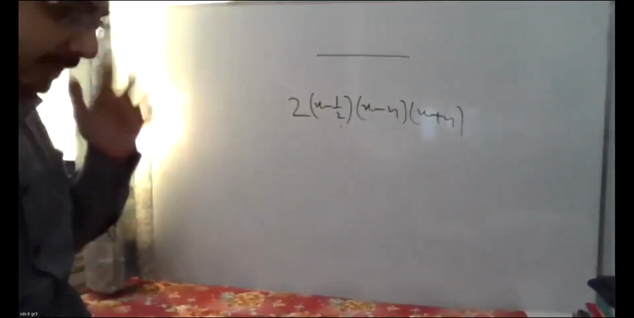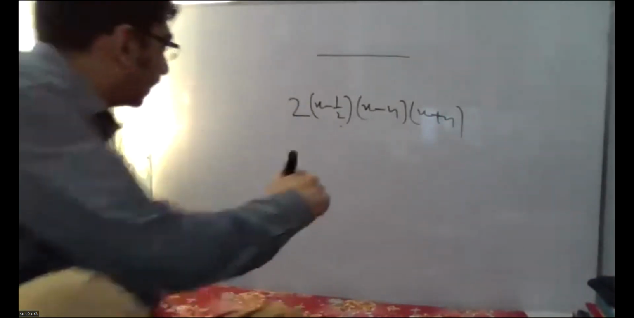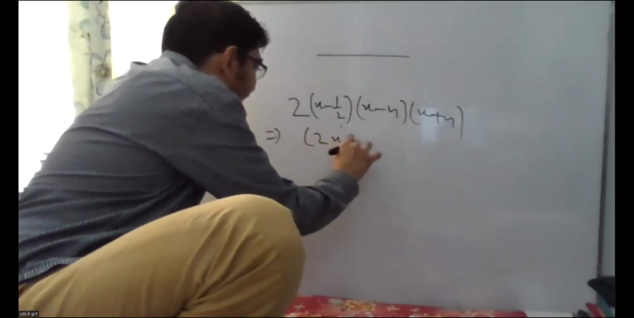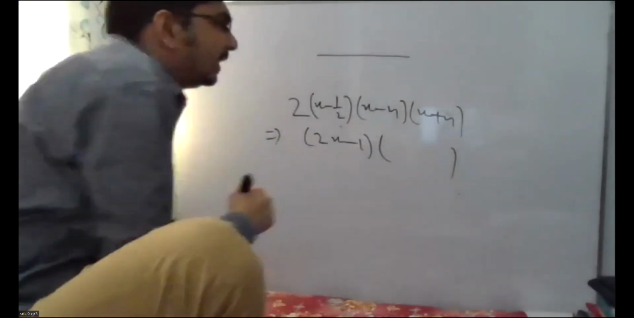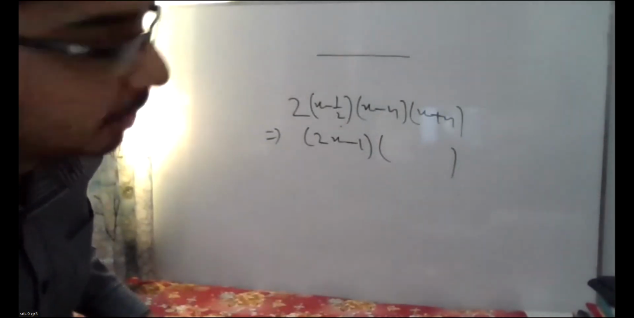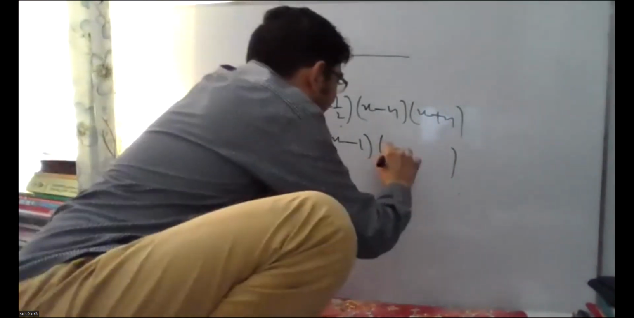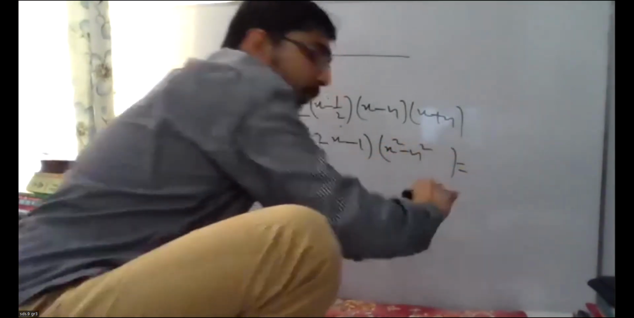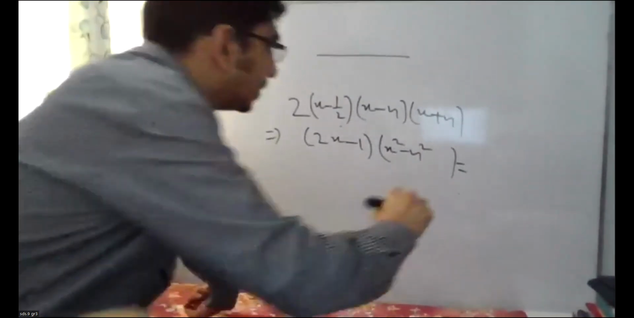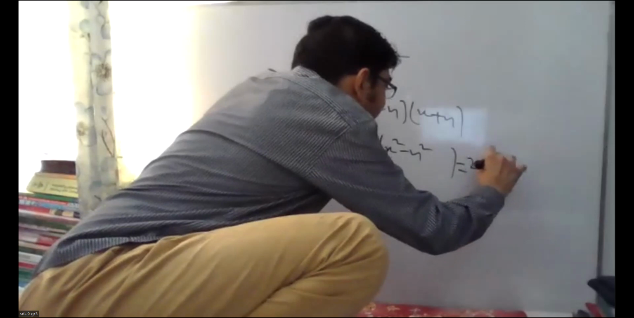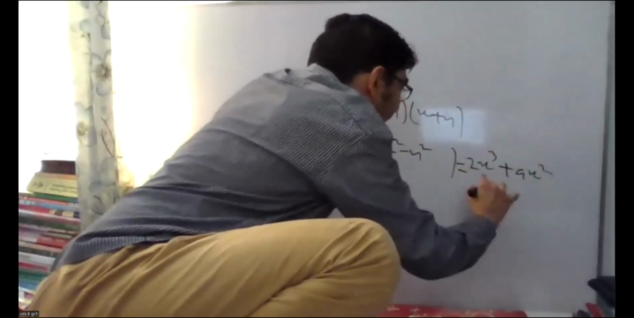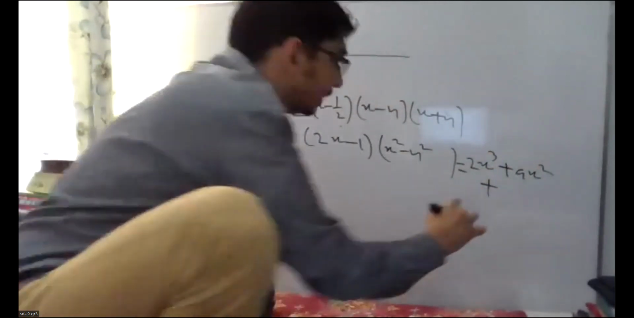So we can write this as 2x minus 1. Let's multiply by 2, so this becomes 2x minus 1, and also x minus 1 into x plus 1. This is just x square minus 1 square, x square minus 1. This is equal to the cubic expression they have given, that is 2x cube plus ax square plus bx plus c.